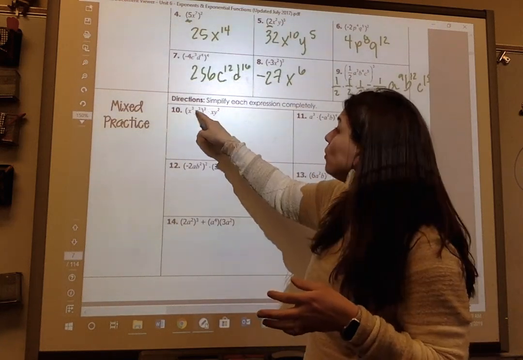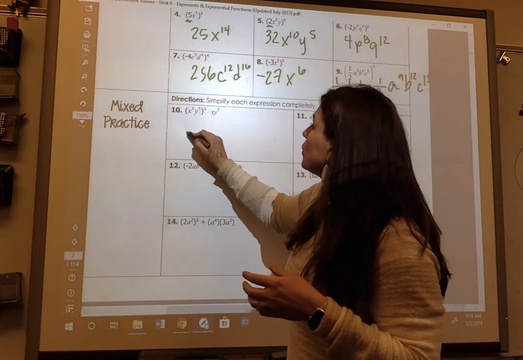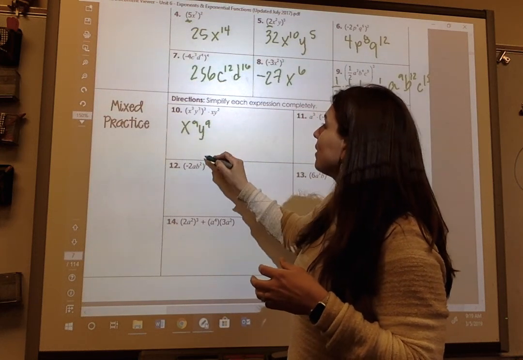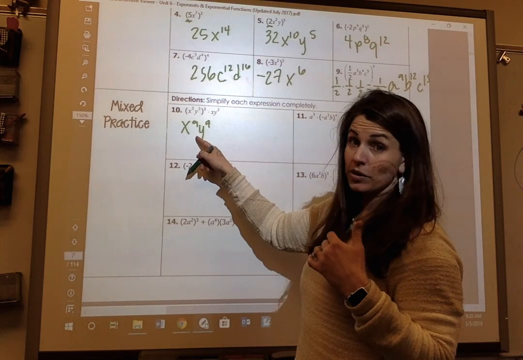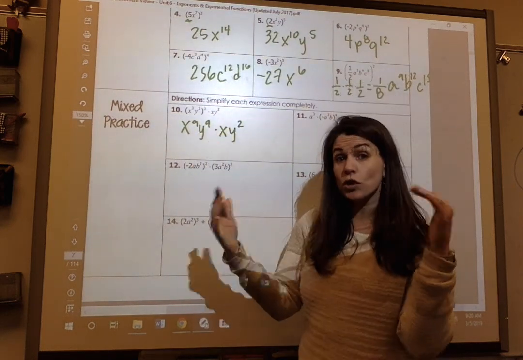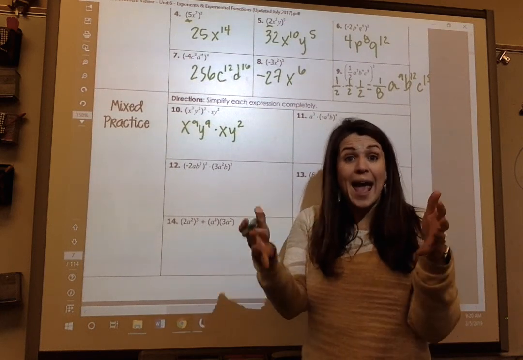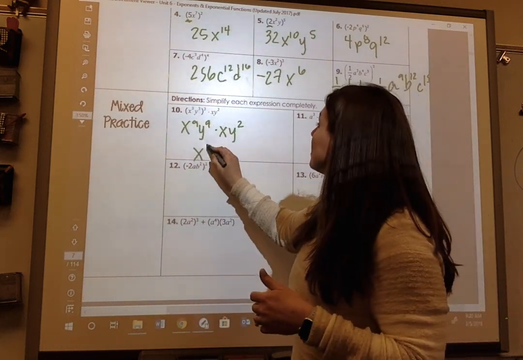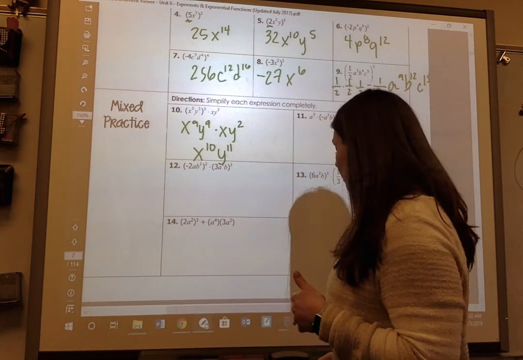So you have power to a power. So I'm going to do x to the 9th, y to the 9th. That's this part simplified, times xy squared. And remember here, now I'm just multiplying. So what do my exponents do? We add. So I have x to the 10th, y to the 11th.